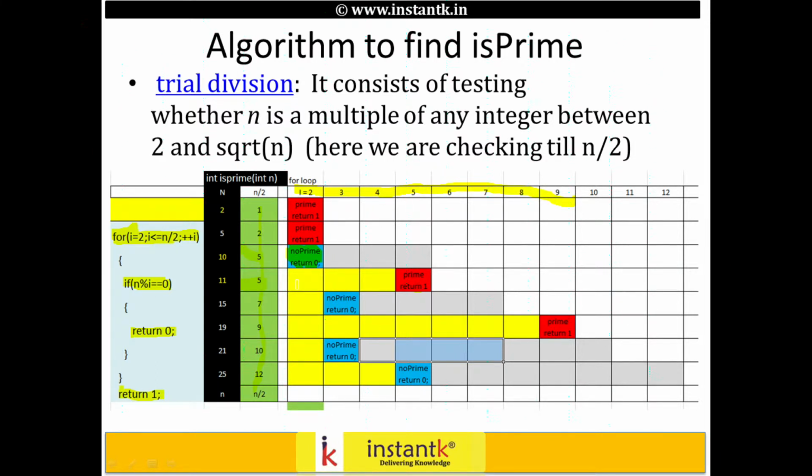So it checks with 2. Is it 0? No. It goes to 3, 4 and 5. It does not return, and then we return it as a prime.